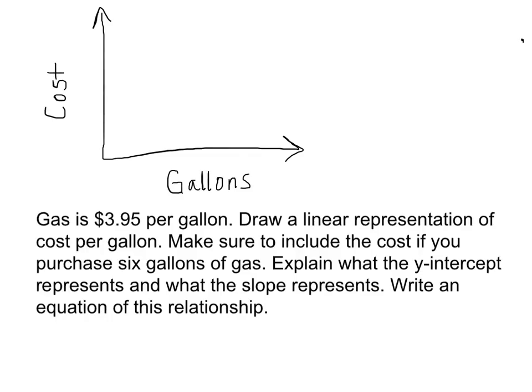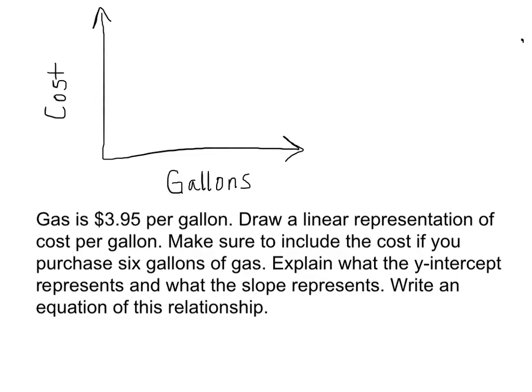Alright, this is the last one for tonight, but it's the word problem. And so gas is $3.95 per gallon. Draw a linear representation of cost per gallon. Make sure to include the cost if you purchase 6 gallons of gas. Explain what the y-intercept represents and what the slope represents. Write an equation of this relationship.